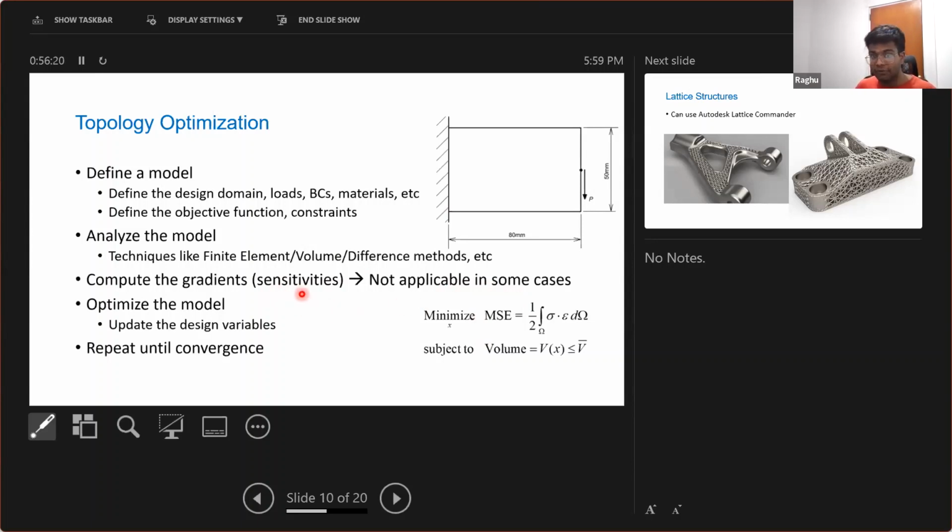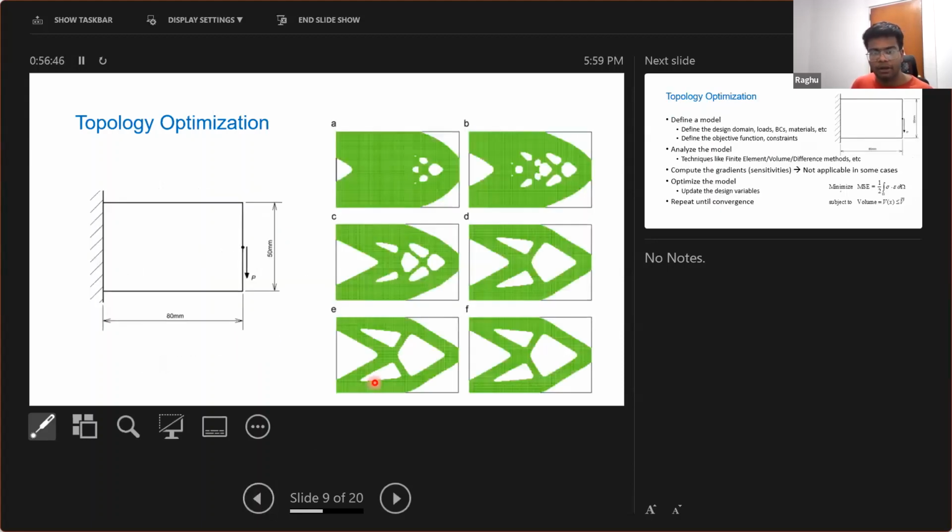Now, based on this sensitivity information, the optimizer decides whether to remove the material from those portions if they are not contributing much, or add some material to those places if it is not contributing as much. So that's called updating the design variables. And this process is continued on and on until no notable changes in the structure is observed. For example, there are some changes from here to here, here to here, some changes. From here to here, there is very little change. That's when we say the optimization algorithm has achieved convergence. I mean, it is not changing the solutions anymore, so stop there.